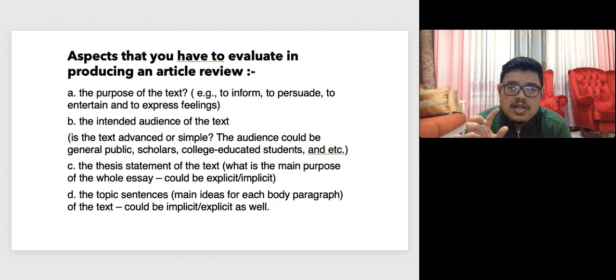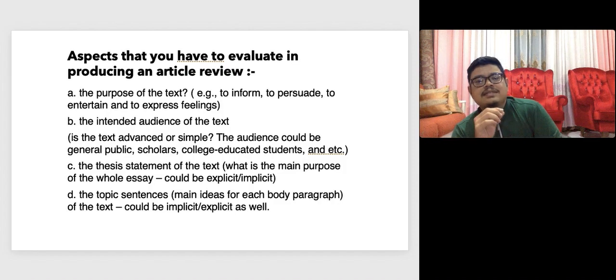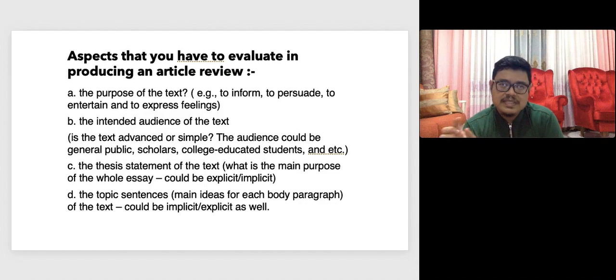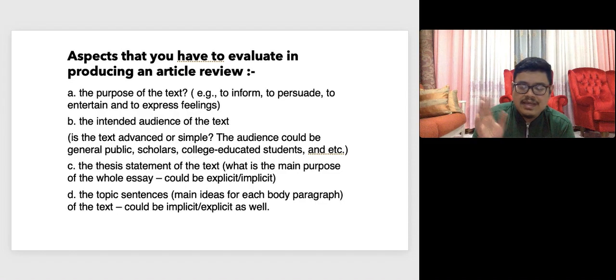Because you can just look at the sentence in the text and you can see that, oh, this is the topic sentence, because it states the main idea of each of the paragraphs. But if you cannot find the exact topic sentence, you have to construct your own sentence to talk about the main idea. What do you think is the main idea of the body paragraph, right? So these aspects, they are very direct.